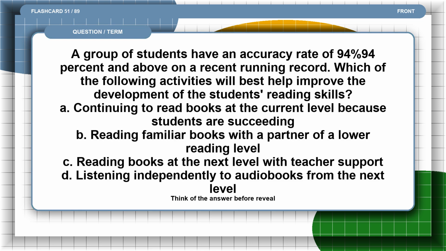Flashcard 51. A group of students have an accuracy rate of 94% and above on a recent running record. Which of the following activities will best help improve the development of the students' reading skills?